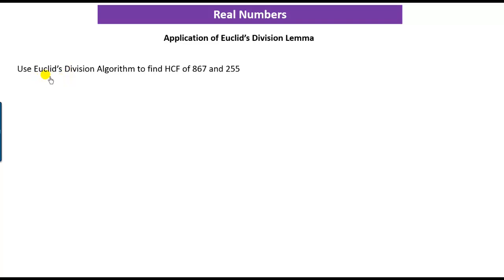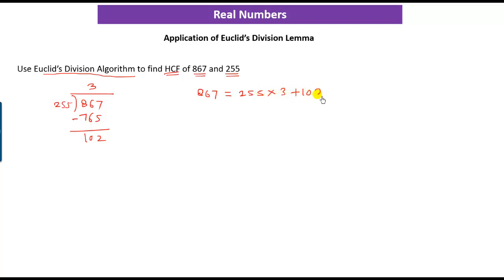Now let us see another question. Use Euclid's division algorithm to find HCF of 867 and 255. We start with the bigger number, that is 867 divided by 255. So it will be 3s are 765. So if you subtract this, it will be 102. So this can be written as 867 equal to 255 into 3 plus 102.